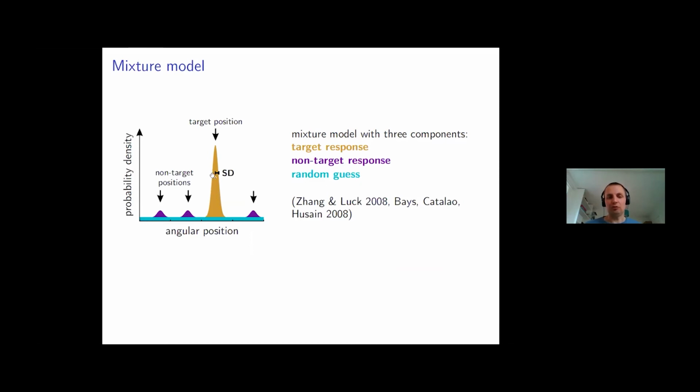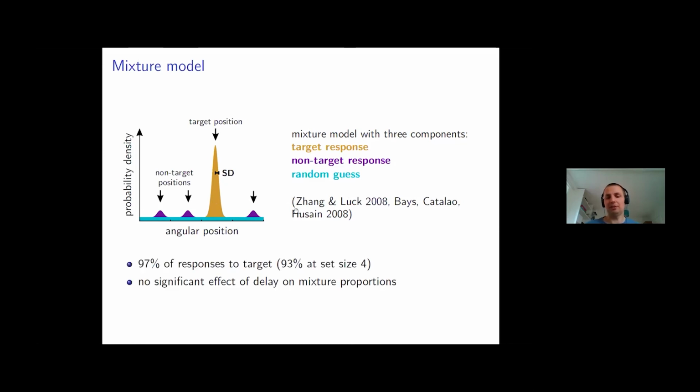And that precision measure that we're then interested in is this standard deviation of responses around the target item. Applying this model, we can estimate how many responses are made to the target, and that's the vast majority, 97% of all responses, and still 93% at set size 4. Only those responses that are directed to the target are the ones we take into account later for the analysis. And we didn't find any significant effects of delay duration on these mixture proportions. So we can assume that that whole approach is valid.